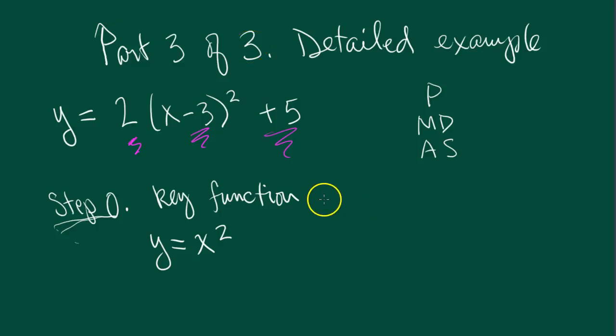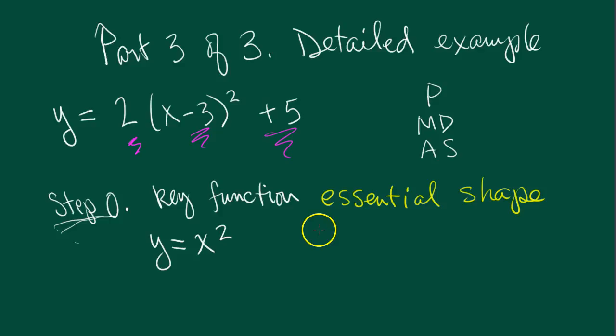So, the key function is for the essential shape. We don't want to start inside the parens with just x minus 3 because that's a line. And when we finish with this thing, it's not going to look anything like a line. We want to start with something that looks similar to what we know our end product is.